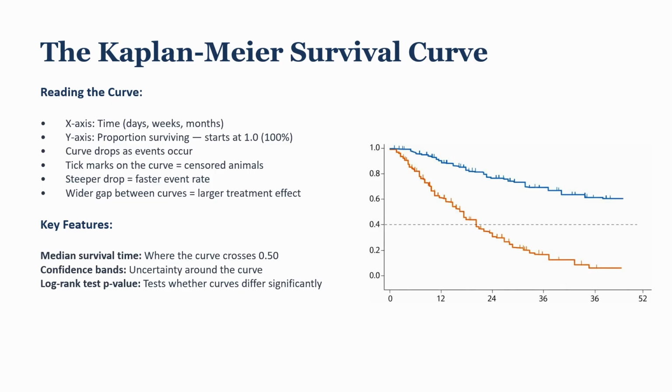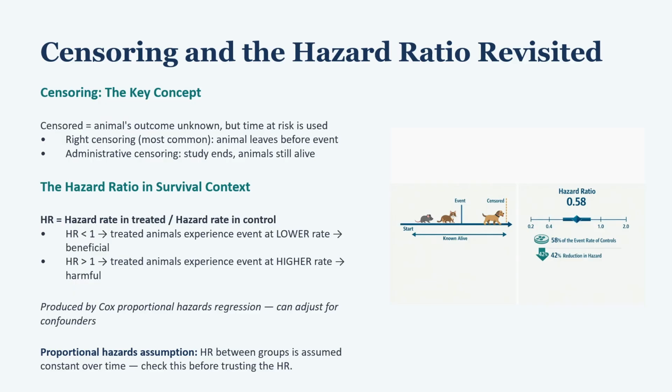times, and clinical meaningfulness. Let's connect survival analysis back to the hazard ratio we introduced in Talk 3.2, now with the full context of what censoring is and how it's handled.